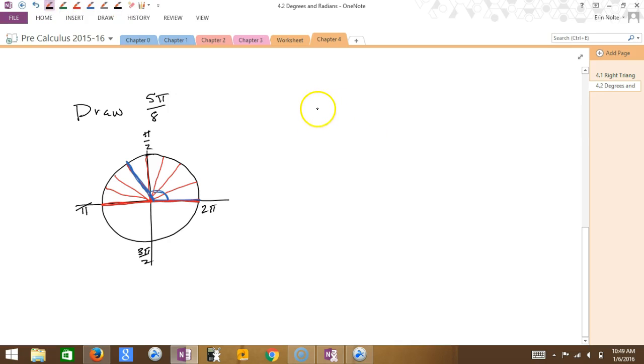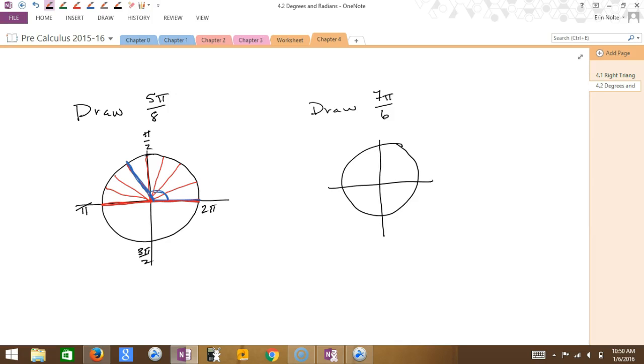Let's do 7 pi over 6. I think that would be good. See if we can draw that. Start by drawing your coordinate grid with your circle. Make sure you have a perfect circle. No drawing ovals. Mine's perfect every time.